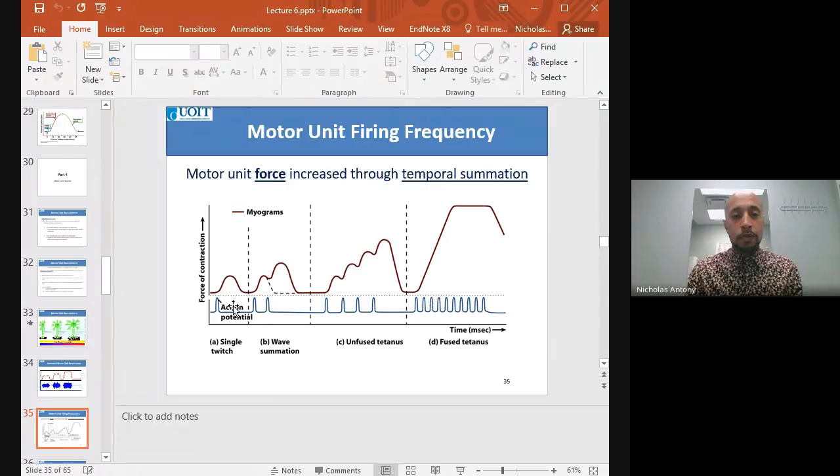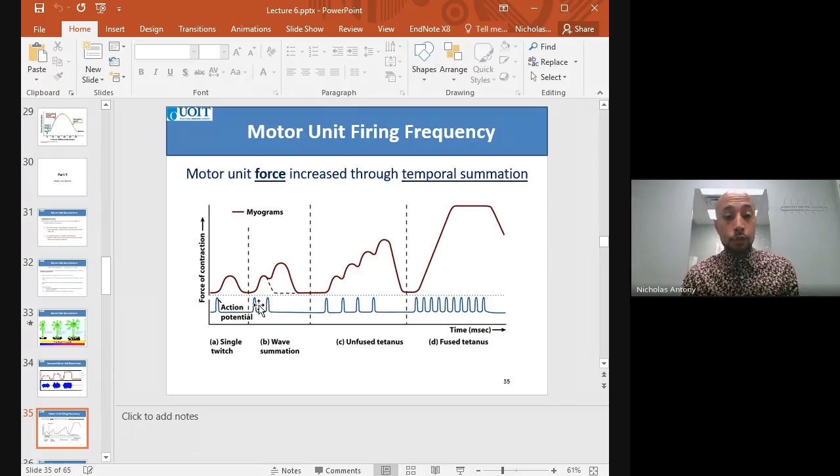So in this diagram, at the very left, we would have one action potential in a motor unit, and that would give us our typical muscle fiber contractibility graph or line. So you see that there's an increase in force, and then a decrease, and there's a refractory period.